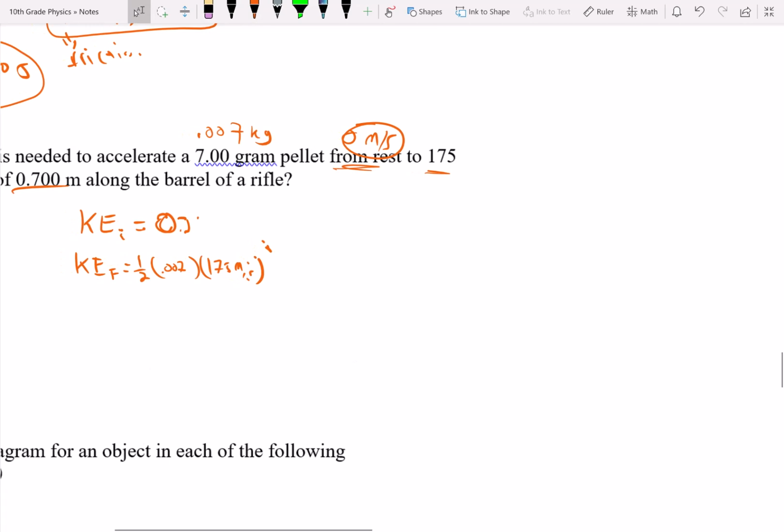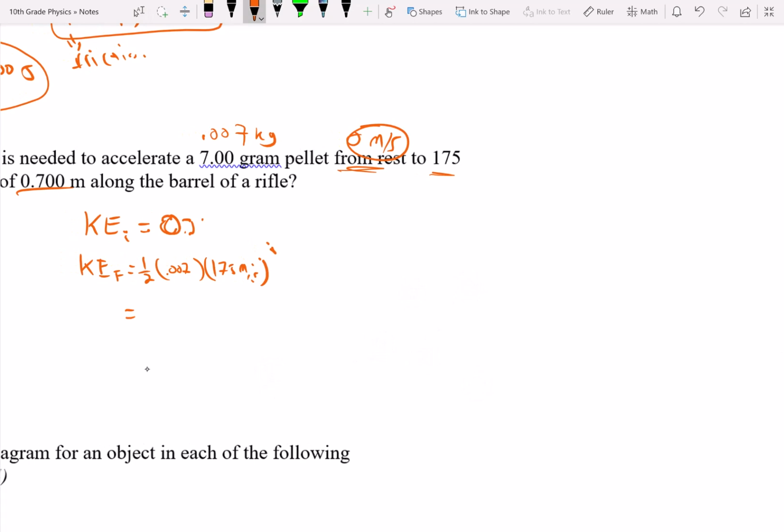So if we do this, 1/2, 0.5 times 0.007 times 175 squared, we get 107.188. That's rounded. This is our final kinetic energy. It also turns out to be our change in kinetic energy because the initial kinetic energy was 0, right? So that's our change in kinetic energy.